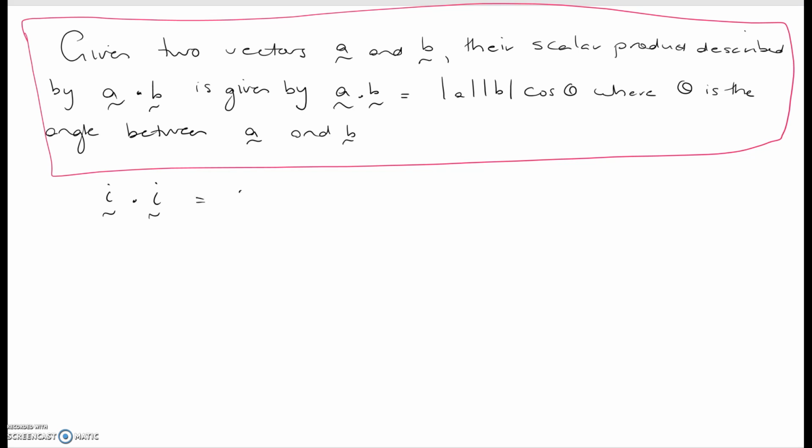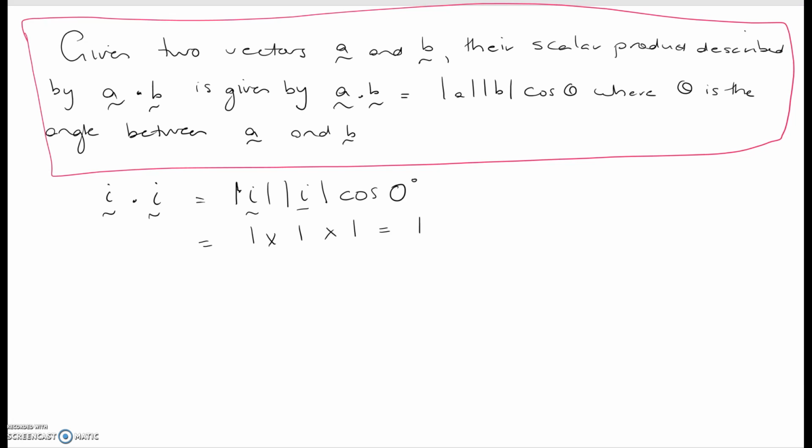If we've got i dot i, by the definition above, it's the length of i times the length of i times the cosine of the angle in between. Now if it's i and i, the angle in between is 0, so we've got 1, because i is just 1 unit long, times 1 unit long, times, and if you look up the cosine of 0, it's 1, so it's 1.